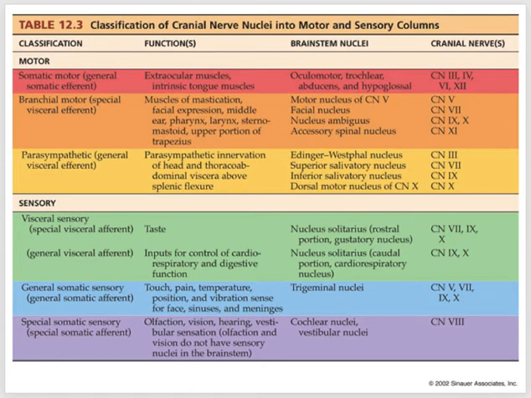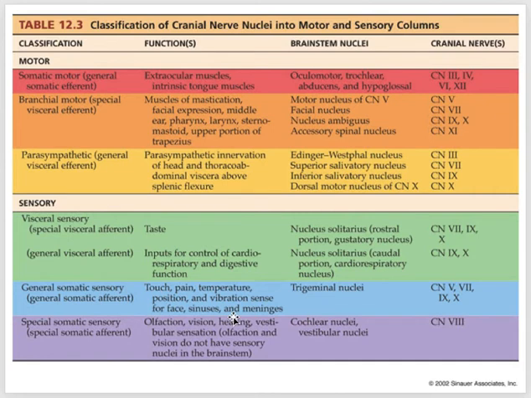Okay, this one is the classification of the cranial nerve nuclei into the motor and sensory columns. If you look at it again, what are the locations of the nuclei? If you can see in this table, which is in front of you, you will find the functions, and where the nuclei are, and the names of those cranial nerves. These are all the motor nuclei. These are all the sensory nuclei. And where they are located.